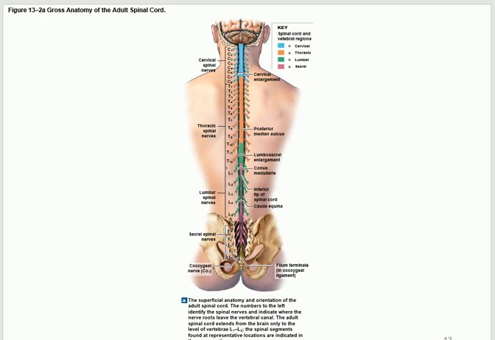Look at this here. You will see that the spinal cord ended between L1 and L2. You see this red?